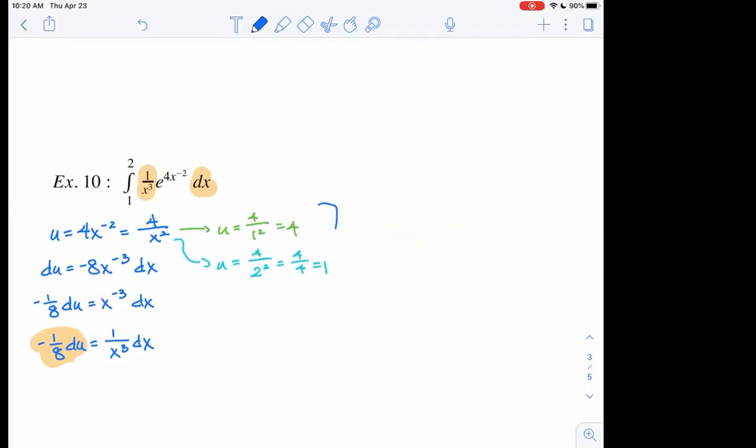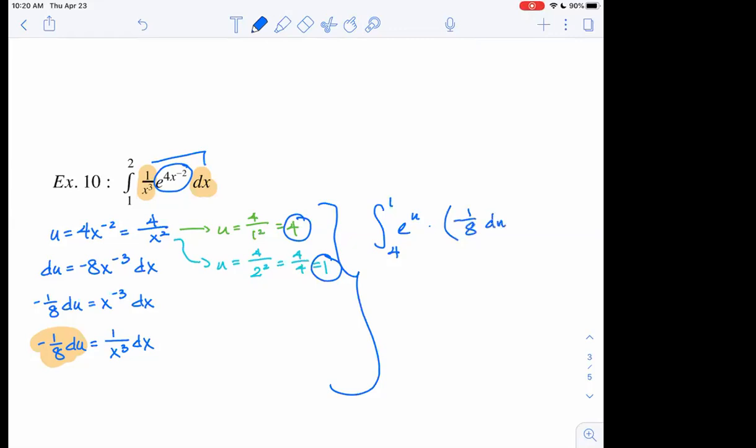Okay. So let's see what happens when we substitute everything in. I'm going to start with the integral symbol. My bottom bound is this green one, which is 4. And my top bound is going to be this blue one, which is 1. And I know that this middle term becomes e to the u. And then the orange parts, 1 over x to the third dx, I can replace with negative 1/8 du.